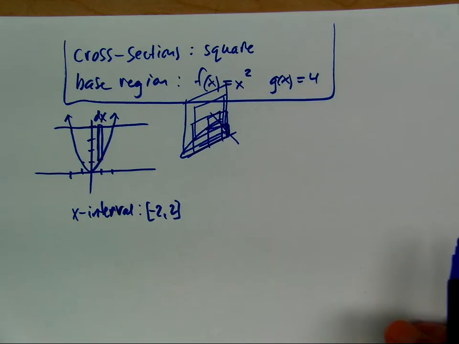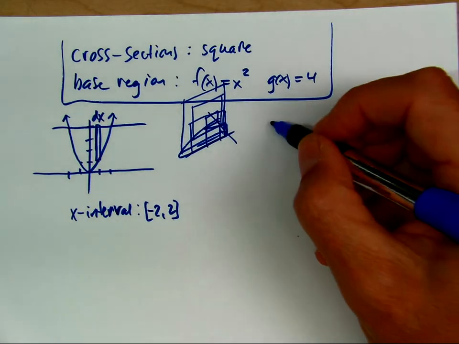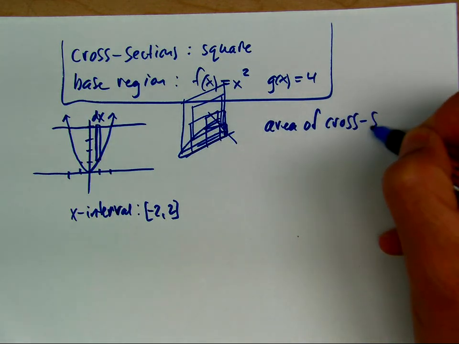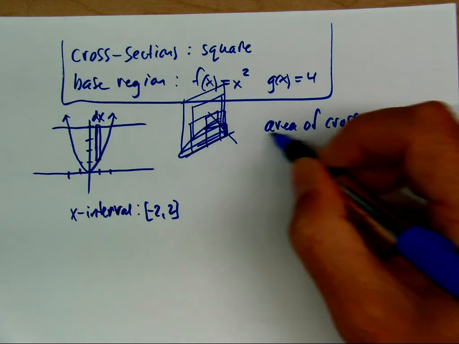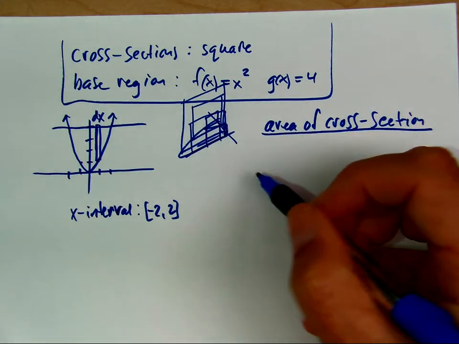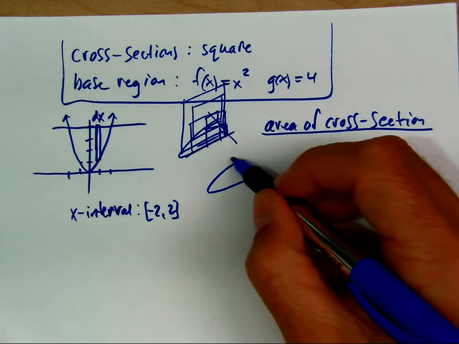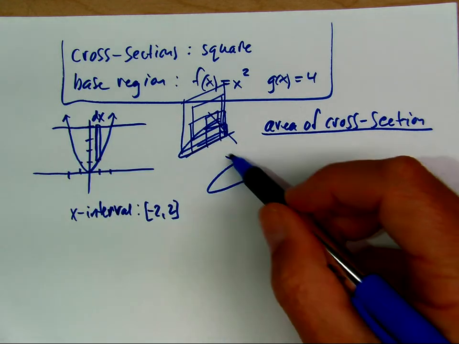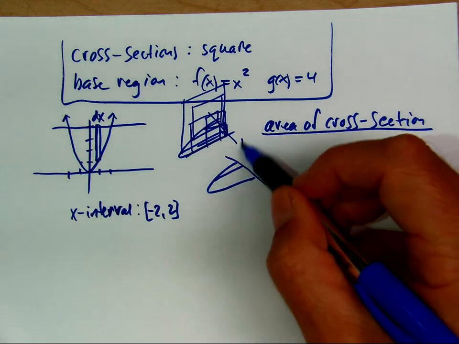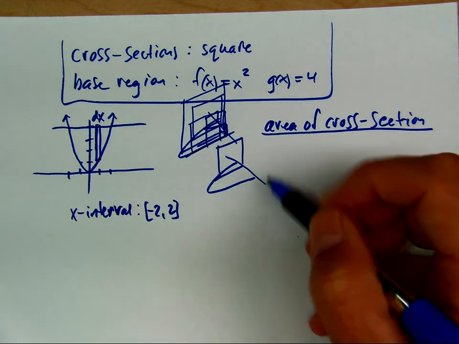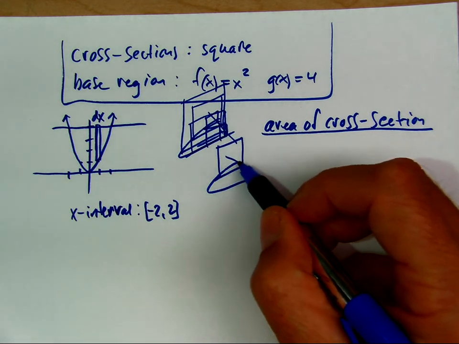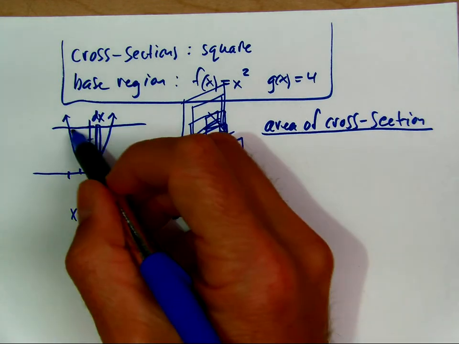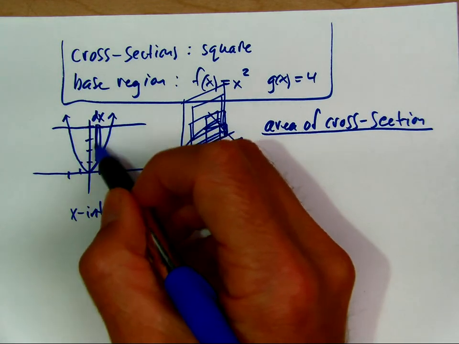So we have the squares coming out of the paper. We need the area of a cross section, and the cross section is a square. So we have the parabola, and the other part of the boundary, we have a square. We need to find the length of this, which is top minus bottom, 4 minus x squared. Looking at this, the top is 4, the bottom is x squared.